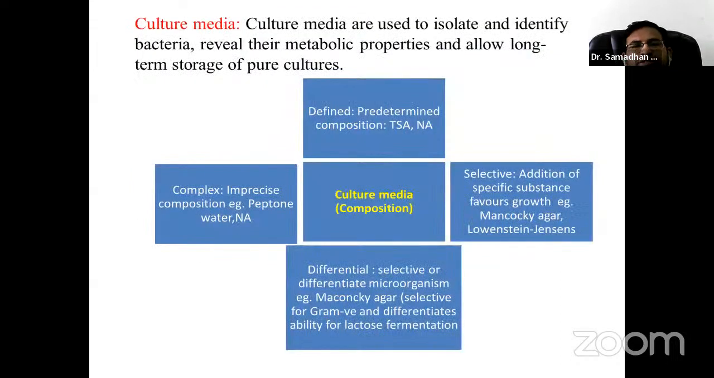So, culture media. Culture media are used to isolate and identify bacteria, reveal their metabolic properties, and allow long-term storage of pure cultures. There are four principal culture media. One is based on composition, that is defined media. There is a predetermined composition of nutrients, where the exact composition is known. For example, TSA, NA.